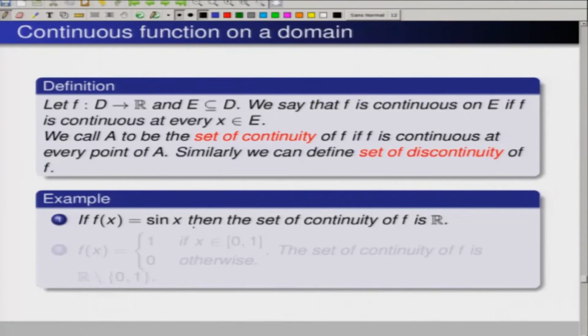So, let us see an example. Suppose f(x) = sin x, then the set of continuity of f is R.